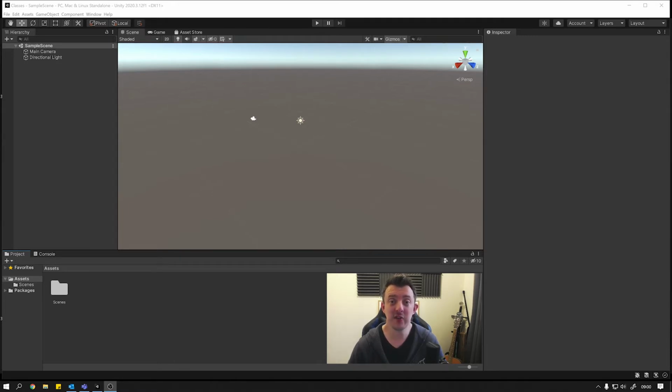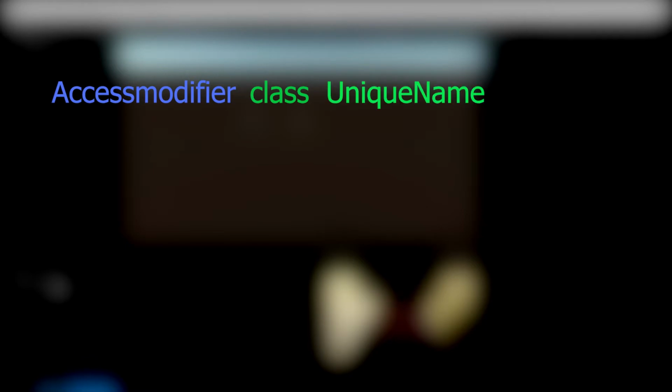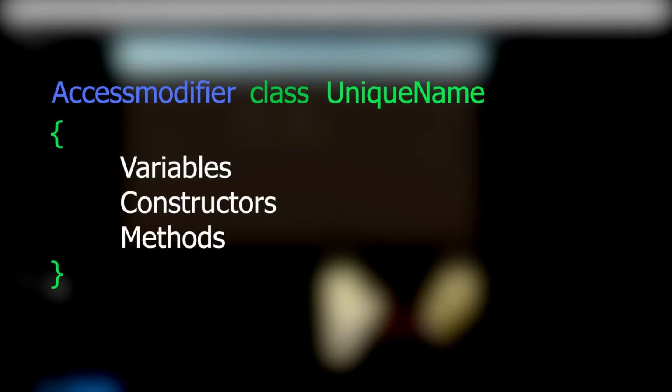So in a way, you can just think of classes as blueprints, if that's easier, that allow you to create custom functionality in your game. So let's quickly go over the basic syntax of a class. So you'll have the access modifier, class keyword, and then the name of your class. And inside your class, you'll have variables, constructors, and methods.